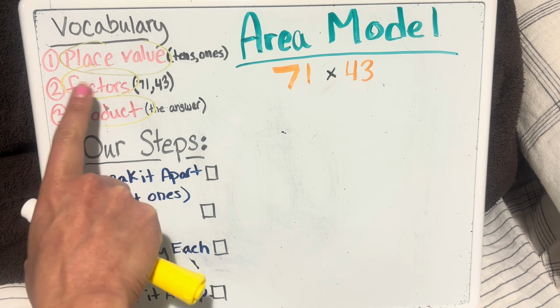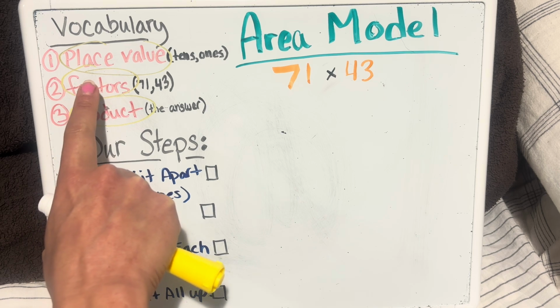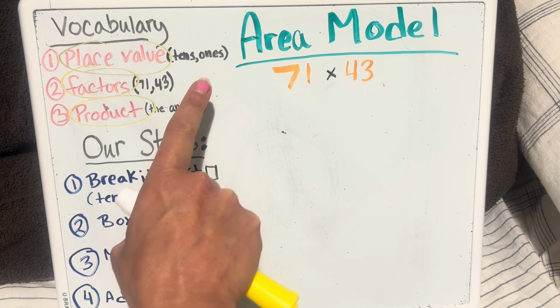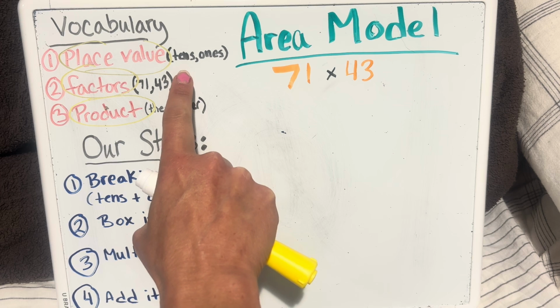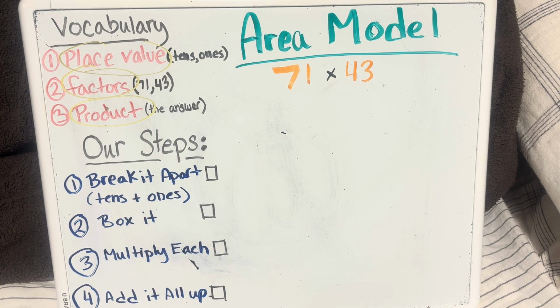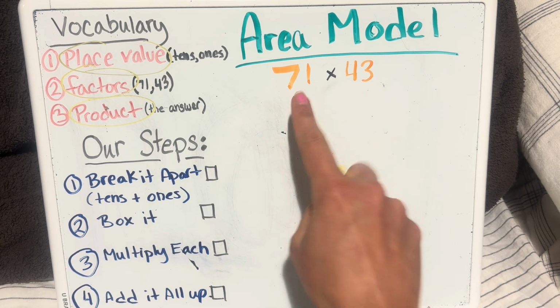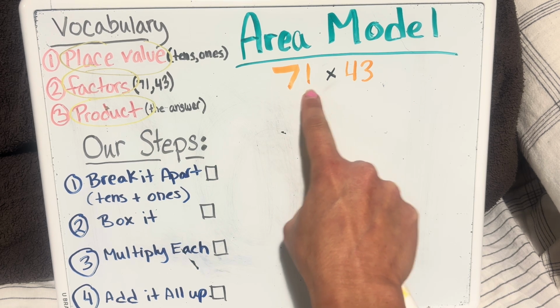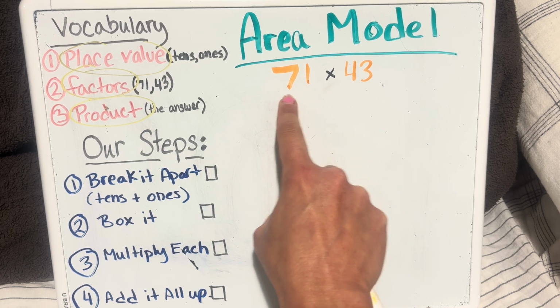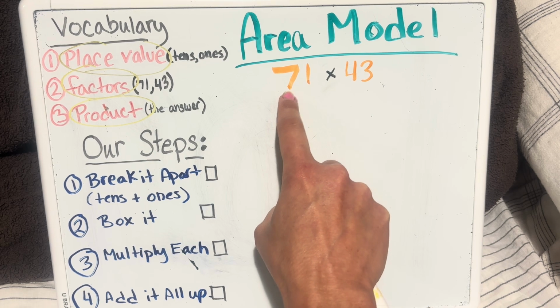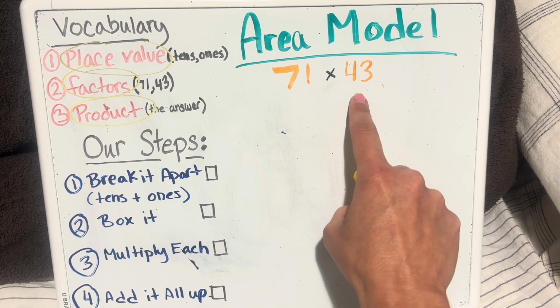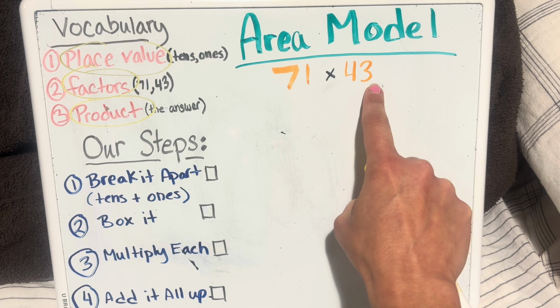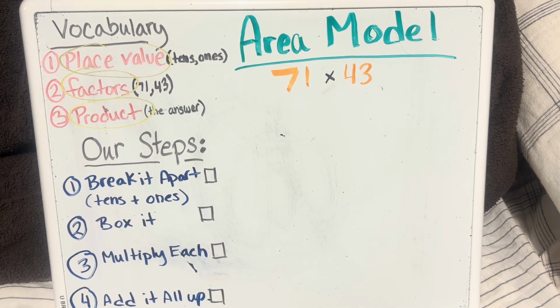Our first vocabulary words that are going to pop up are place value. And in this problem, we're going to talk about the place value of our ones and our tens. So when we look at place value, we can see in the number 71 that 1 is in our ones place value, and then the 7 in 70 is in our tens place value. So in 43, 3 is the ones place value, and 4 is in our tens.